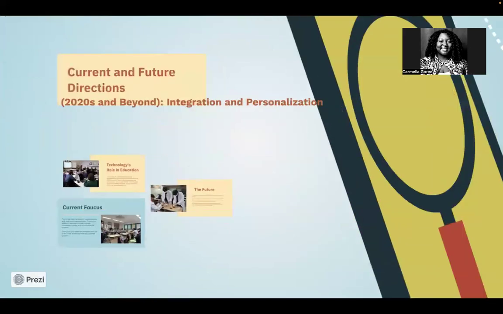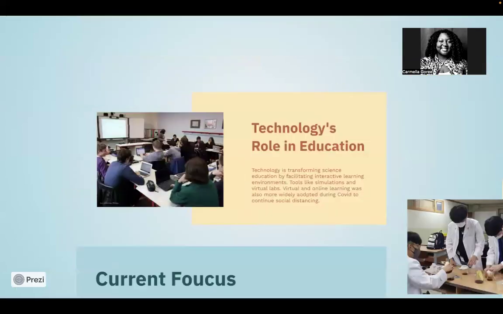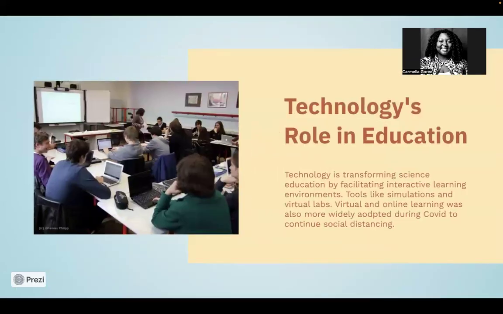So now we can discuss the current and the future directions, 2020 and beyond. So technology's role in education, as we know, technology is ever evolving. It's transforming science education by facilitating interactive learning environments. Tools like simulation and virtual labs, virtual learning, and online learning were also more widely adopted, specifically during COVID. All schools were forced to shut down because students needed to be 6 feet apart. So that introduced virtual learning to many more spaces.